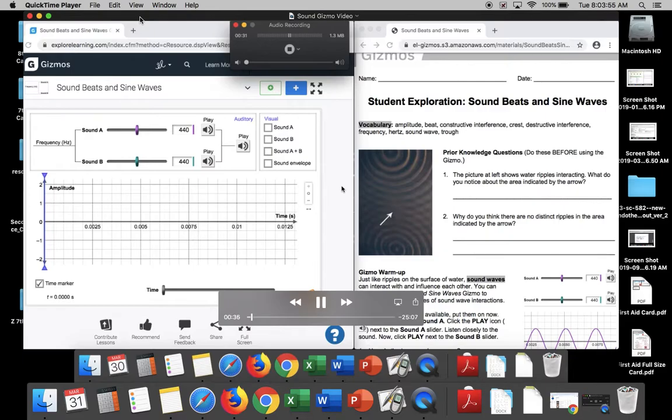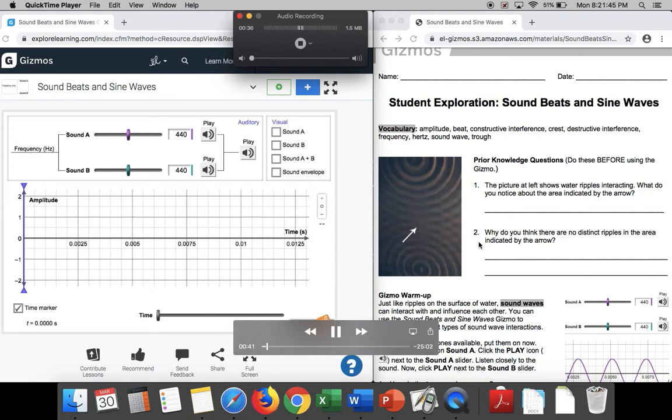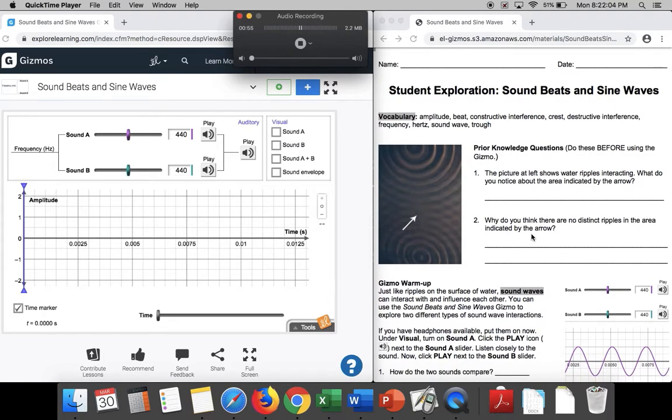Anytime before you start a Gizmo, you always do the prior knowledge questions, and so you'll have these two questions right here. It will want you to answer. Your first question is wanting to know, what do you notice right here? You got the ripples of two different things, and then you should see right here they're kind of interfering, and so use this to help you answer these questions. As far as answering the questions, you can either type it out on a document and send to us, or if you print out the packet and you want to handwrite your answers, that's fine too. Just take screenshots and then email those to your science teacher as well.